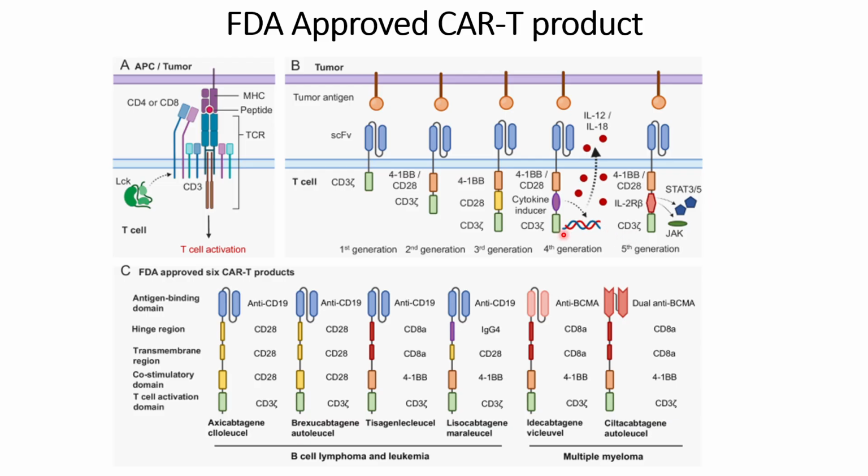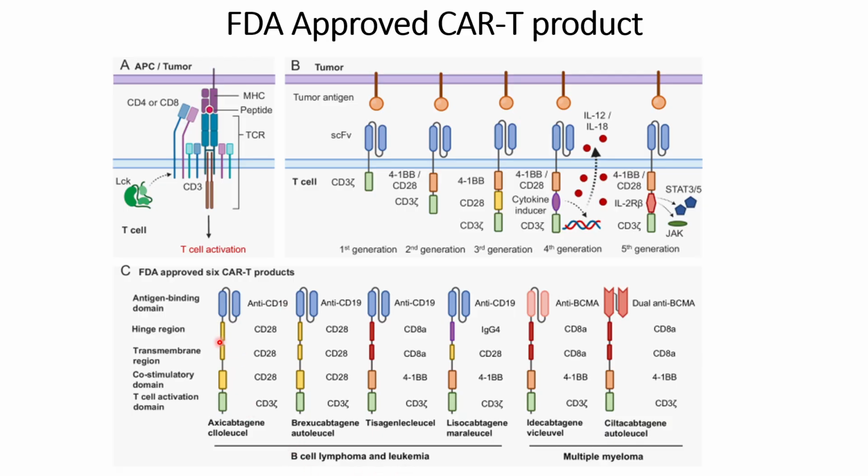Most of the FDA approved CAR-T products belong to the second generation. So the products that we will discuss are the second generation CAR-T products. The first ones we will discuss belong to the category that targets B cell lymphoma or leukemia. All four of them target anti-CD19, which is commonly expressed on the tumors of B cell lymphoma and leukemia.